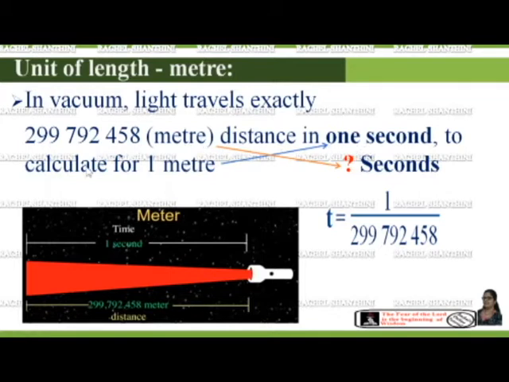So to calculate the time taken, we need to cross multiply. So the time taken t is equal to 1 upon 299,792,458 of a second. So the distance traveled by light during the time interval of 1 upon 299,792,458 of a second is called 1 meter.